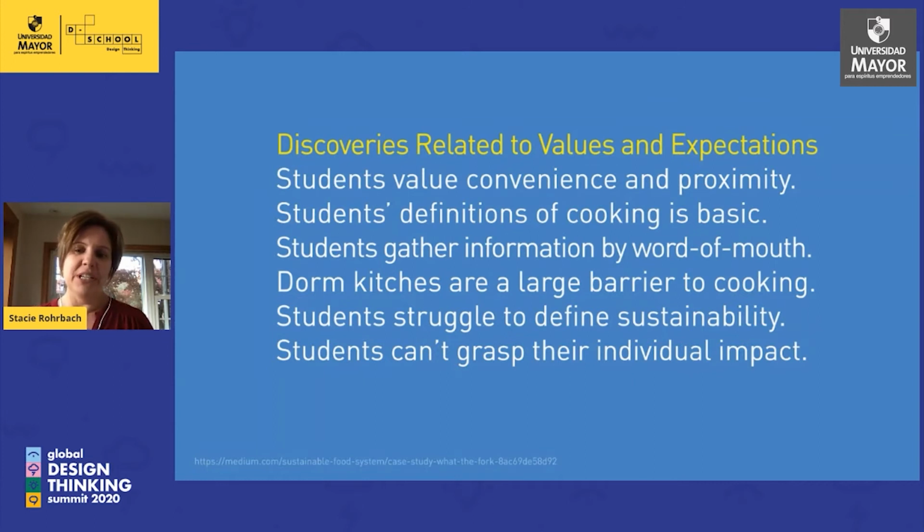The food sustainability team discovered that, one, students value convenience and proximity. They want everything close, and they don't have a lot of time, so they want to get their food quickly. Students' definition of cooking is basic. They haven't had a lot of practice cooking, so really simple dishes. Students gather information by word of mouth. Their peers are very important to them. Dorm kitchens are a large barrier to cooking. Oftentimes, they're not equipped with pertinent tools, and things are not always in the cleanest state.